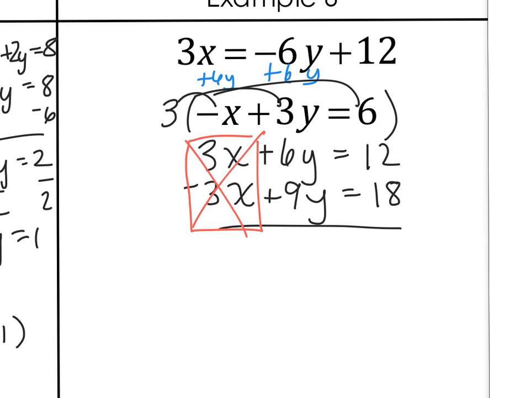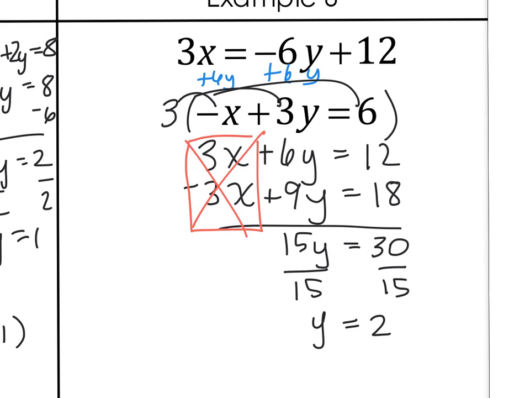So 6y plus 9y is 15y equals 30. Divide by 15 to solve for y, and y equals 2. Now when I plug that in, I'm going to go back to one of my original equations before I did anything, so that if I did make an error, I will find it. So I'm going to use the bottom equation, negative x plus 3 times 2 equals 6. And I just chose that because the coefficients are a little bit smaller, but again, if you do all the steps correctly, we should get the same answer either way.